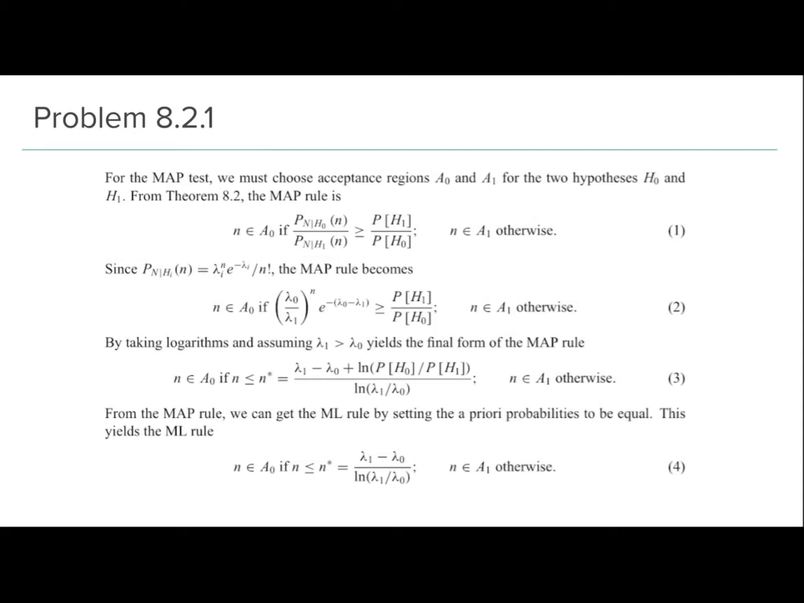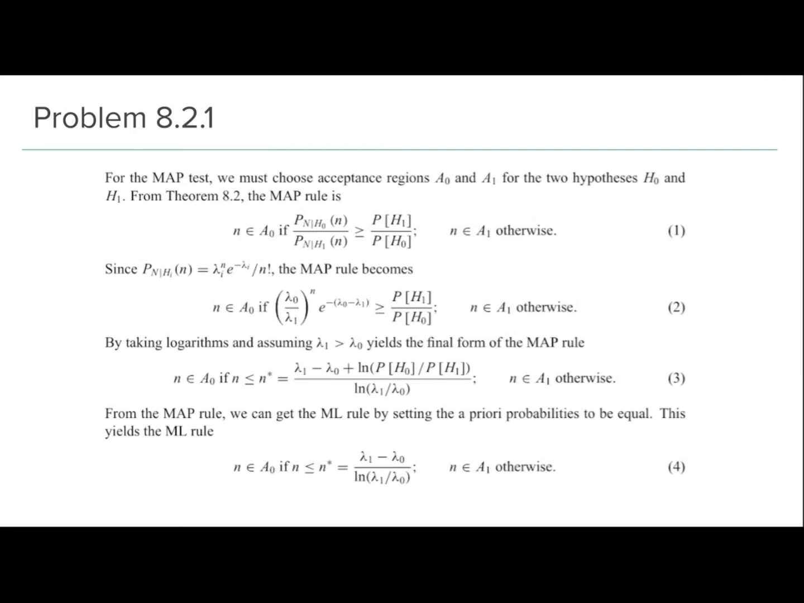Now, doing the ln of a by b flip, we have n times ln of lambda 1 by lambda naught is less than or equal to lambda 1 minus lambda naught plus ln of P of H0 divided by P of H1. So n should be less than or equal to lambda 1 minus lambda naught plus ln of P of H0 divided by P of H1, this whole thing divided by ln of lambda 1 by lambda naught, which is what the second last statement says.